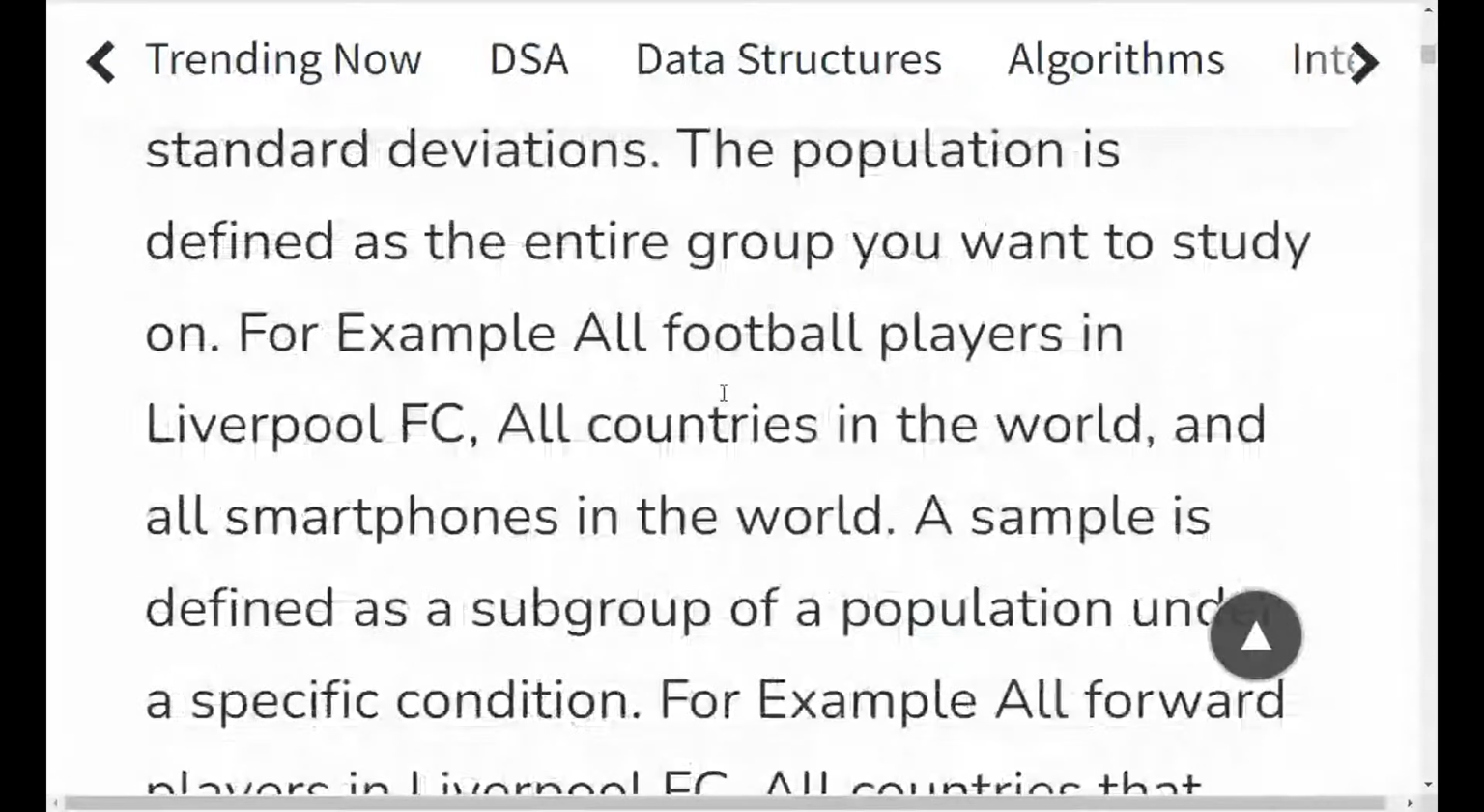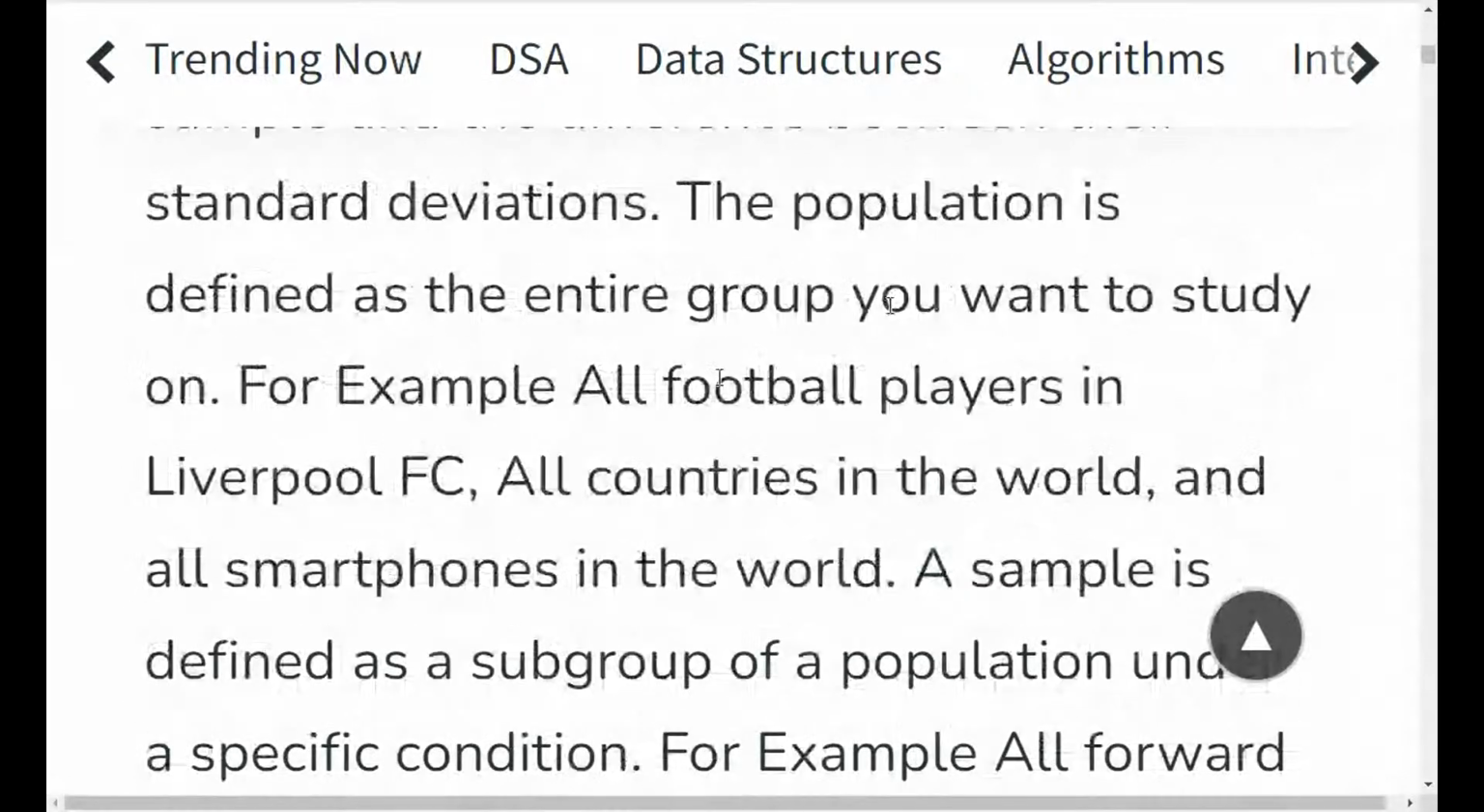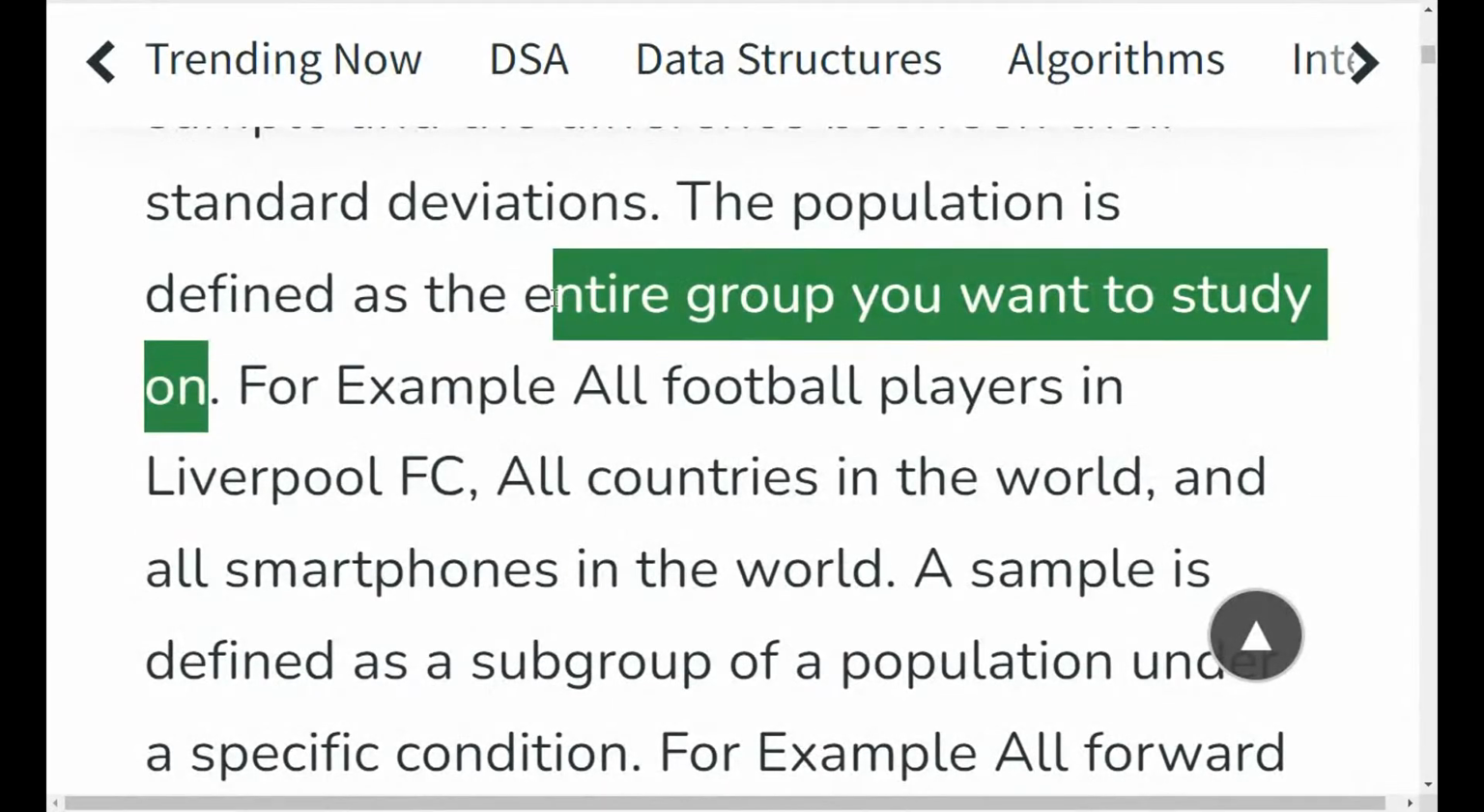The population is defined as the entire group you want to study. The entire group you want to study is the population. In simple words, that's all. You understand that? Sir, example? Yes, please. Recently elections happened in Karnataka. So 2 crore voters voted in total. So I want to analyze and find the results after exit polls.